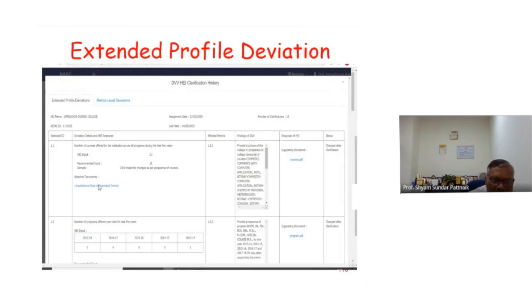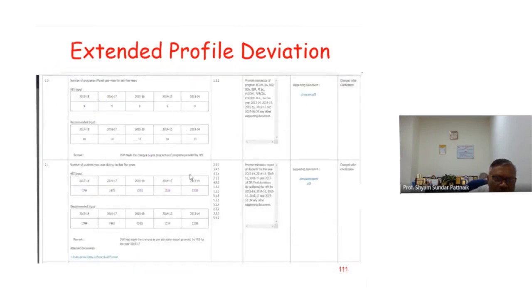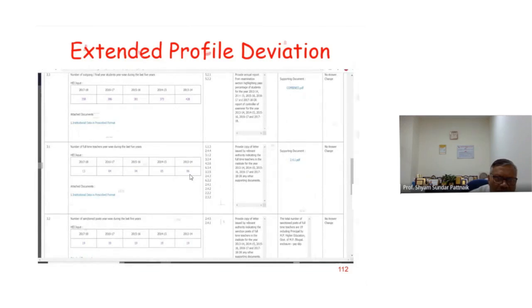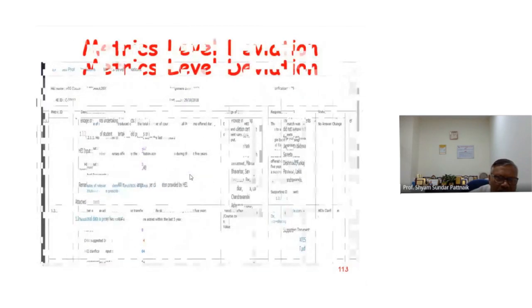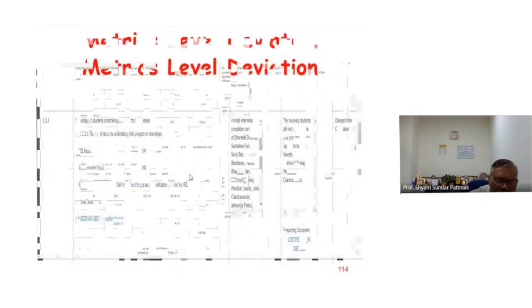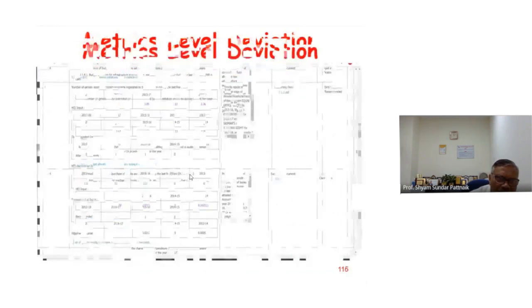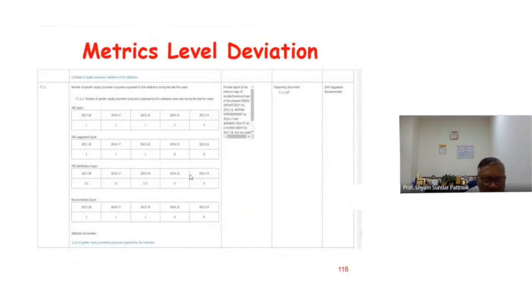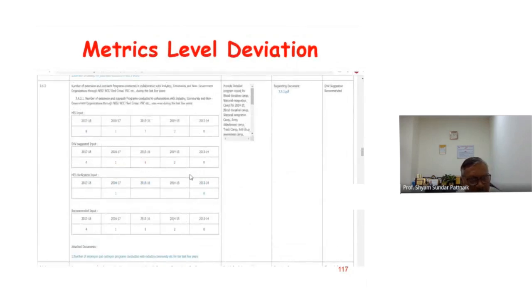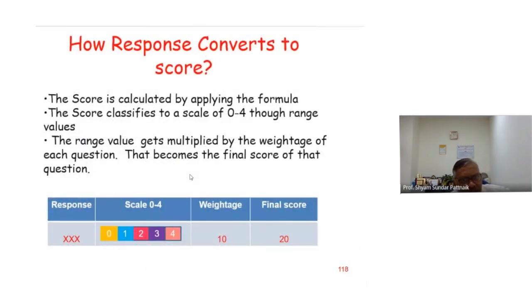again there are matrix level deviations, with the same procedure. These are different types of portals, and the screenshots are shown to you. So that is the final stage. Your clarification is very important, but unless your data is clear, unless initially you have really taken pen and collected all the information, you will not get the right kind of answer for this clarification, and you will miss it.